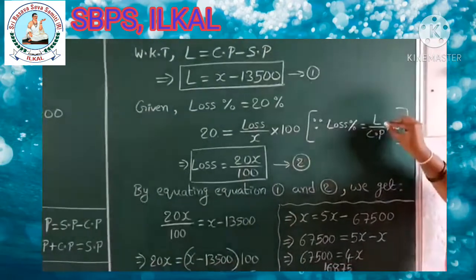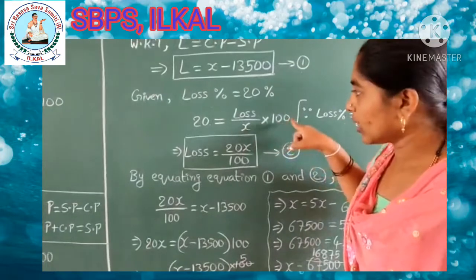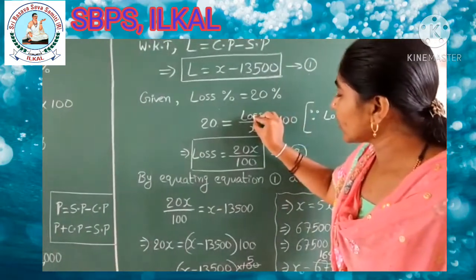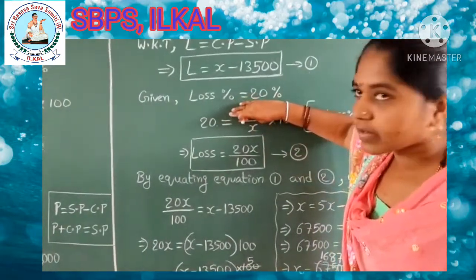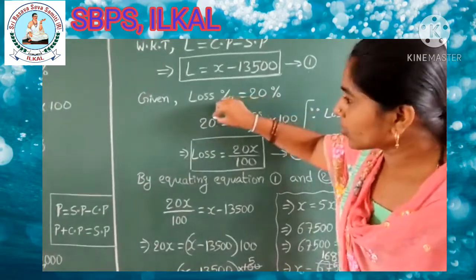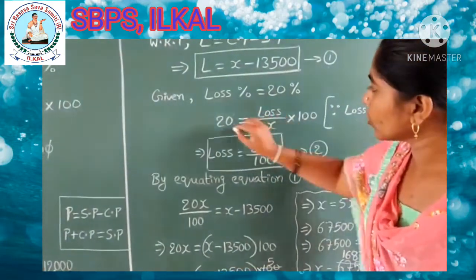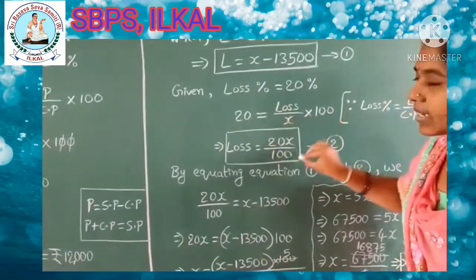Loss percent is equal to loss by cost price into 100. Here, cost price we consider as x, into 100. If I transpose, this loss we are going to find: loss is equal to 20 into x. It will go to the numerator and this 100 will come to the denominator. Means loss is equal to 20 into x divided by 100.